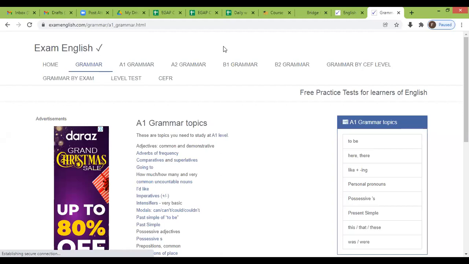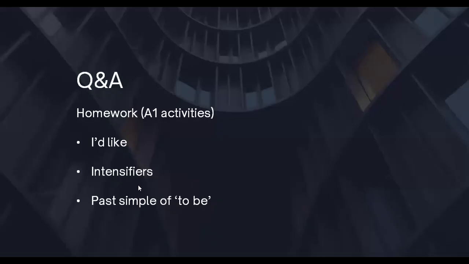So that's it for today. I hope you had a clear understanding of the articles. So go and do these activities, homework, A1 activities. Try to do these sections in the FCB page. So that is the end for today's session.